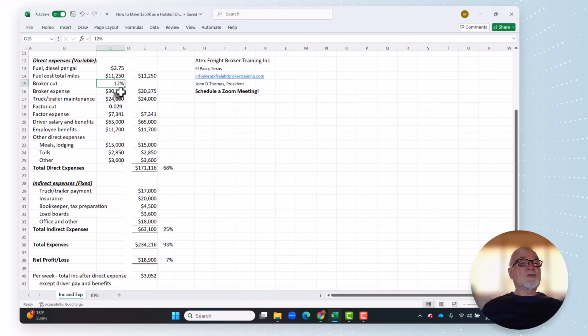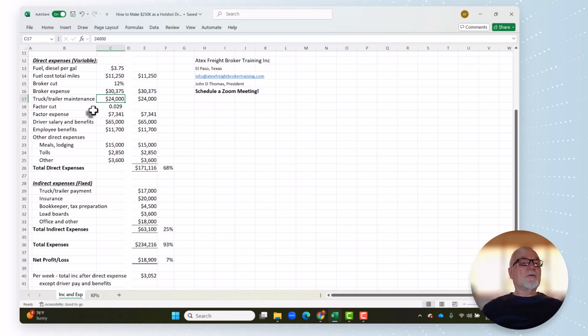So the broker expense could be an expensive item. Here we're looking at over $30,000 for the year. These are annual expenses here. And let's just assume you've got about $24,000 in truck and trailer maintenance. Again, you're going to record that information yourself to learn exactly what it really is in your situation.